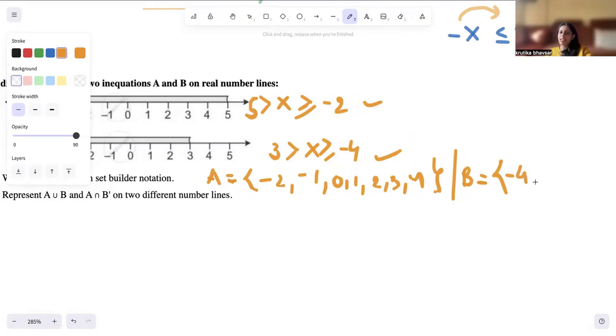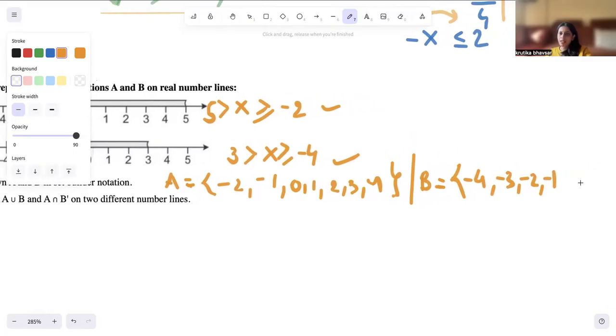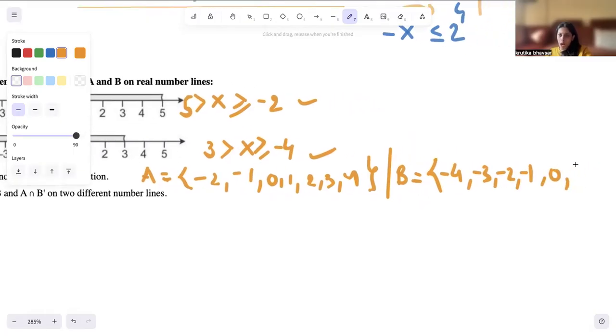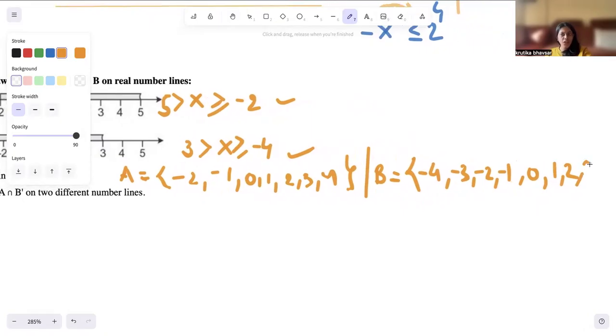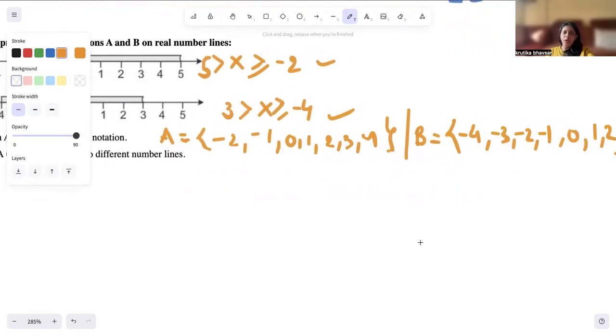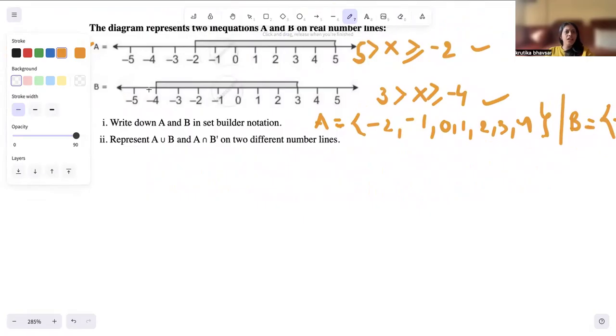So it can be -4, -3, -2, -1, 0, 1, 2, and what about 3? It cannot be 3. Why? Because there is no equality sign. So it can be less than 3. Now we already have A and B. Now we need to represent the following. We need to represent the union and we need to represent the intersection. It is very important for us to understand this concept.